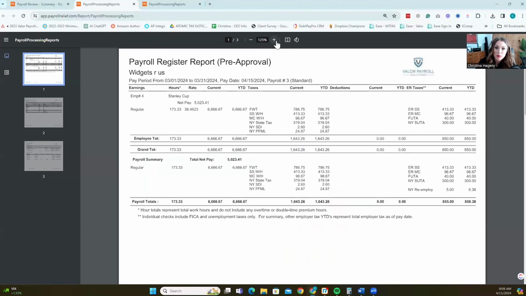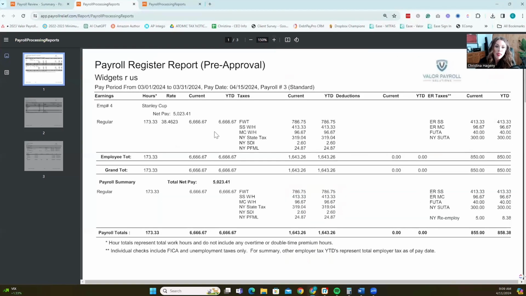Coming back here to our payroll register, there's a lot going on. So here we can see federal withholding. So that's the federal income tax coming out of your check. Social Security, as an employee, you're paying half of Social Security. And then Medicare, you're paying half of that as well. So this is 6.2%. This is 1.45%.